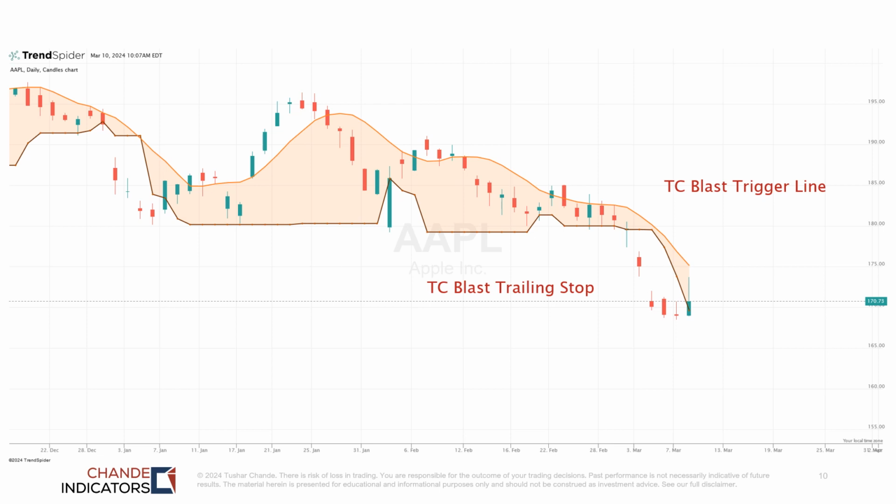Just to revise again, Apple is now approaching some intermediate or long-term support with a potential for rebound. We're using the blast trigger line to give us a sense for whether we should enter or not, and then we'll use a trailing stop as our backup in case we are wrong.